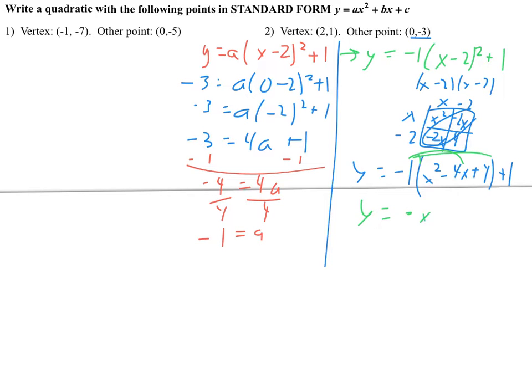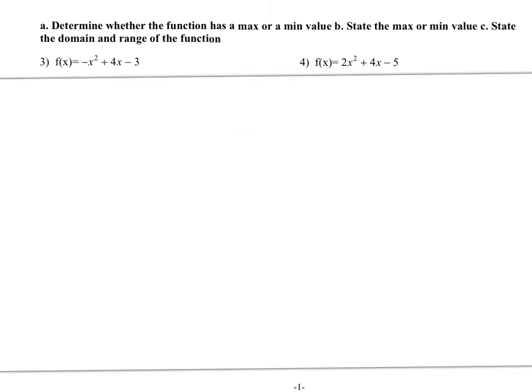So we got -x squared plus 4x minus 4 plus 1. And lastly, just combine like terms there. That's then two numbers out back, so they'll combine to make -3.